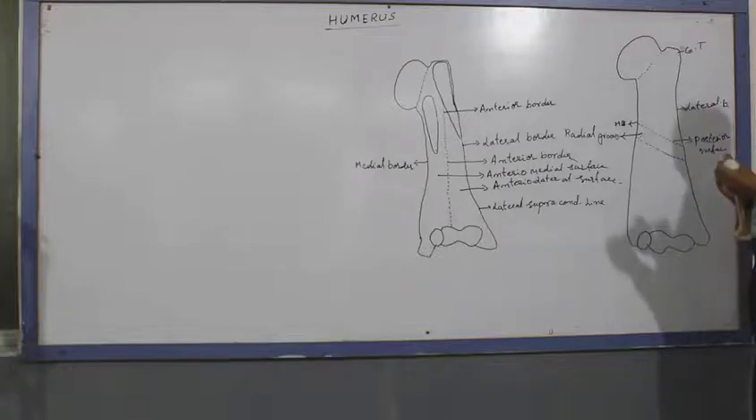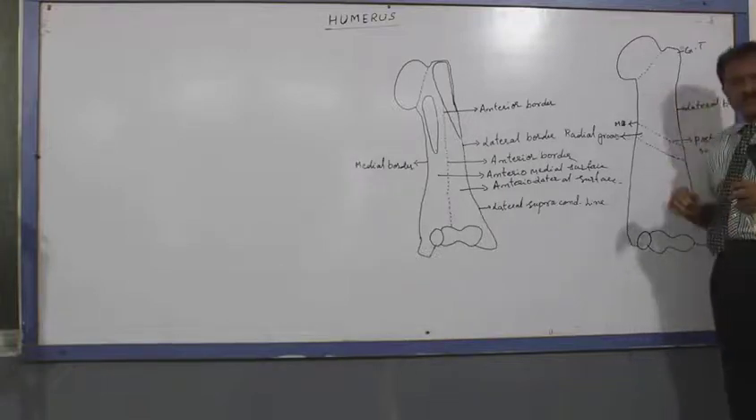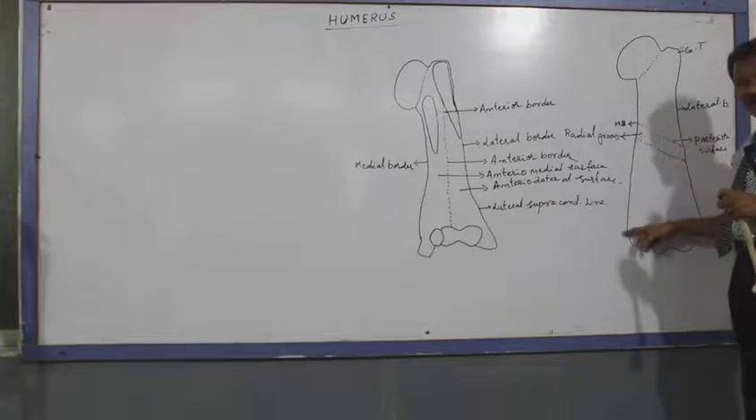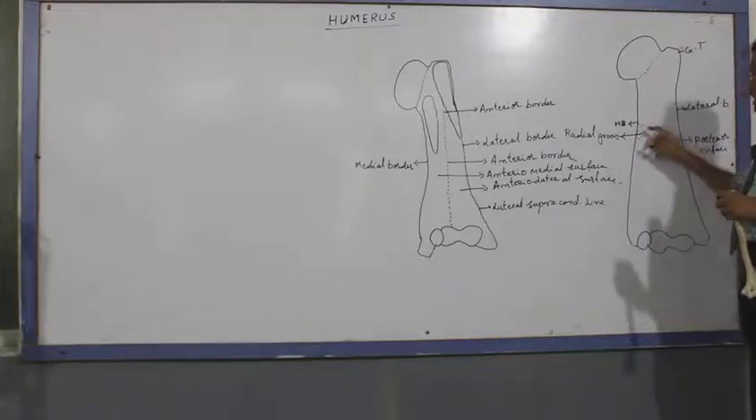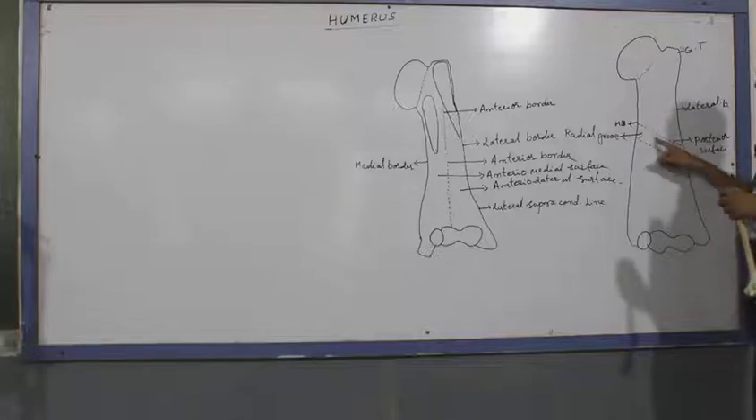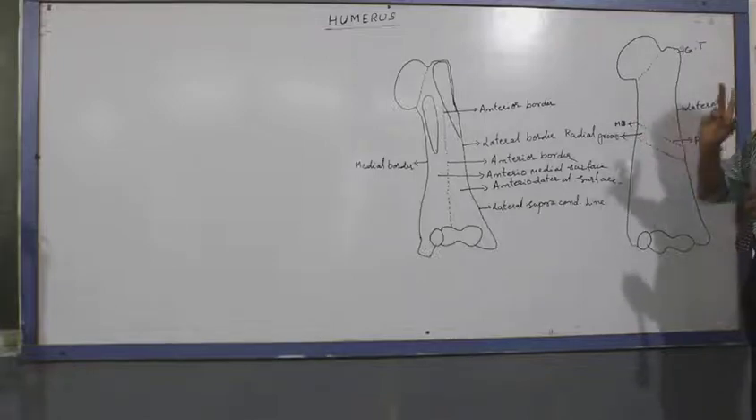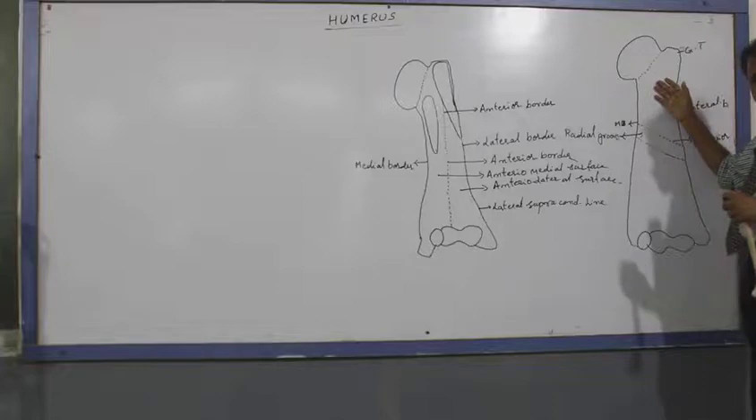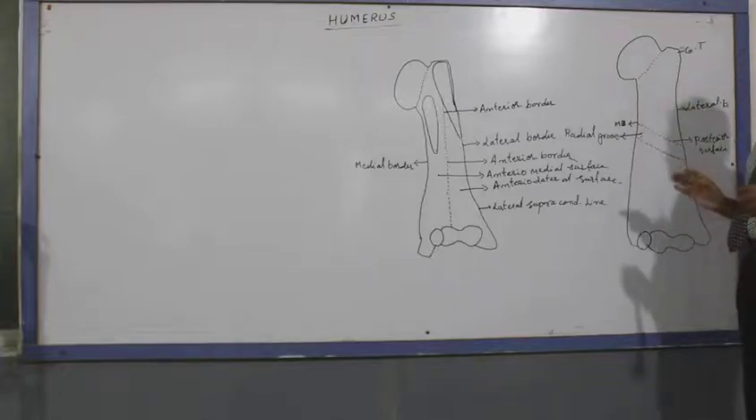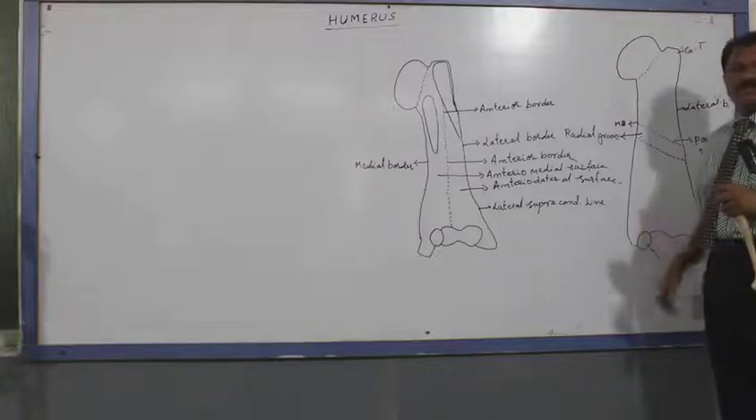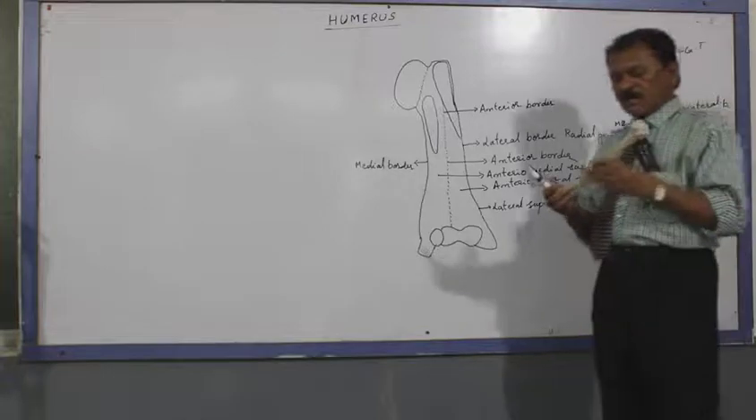So here you see there is a posterior surface. The posterior surface is present in between the lateral border and the medial border, and in the middle there is a radial groove. This radial groove divides the posterior surface into the upper part of the posterior surface and the lower part of the posterior surface. Next, we have to discuss the attachments and the origin.